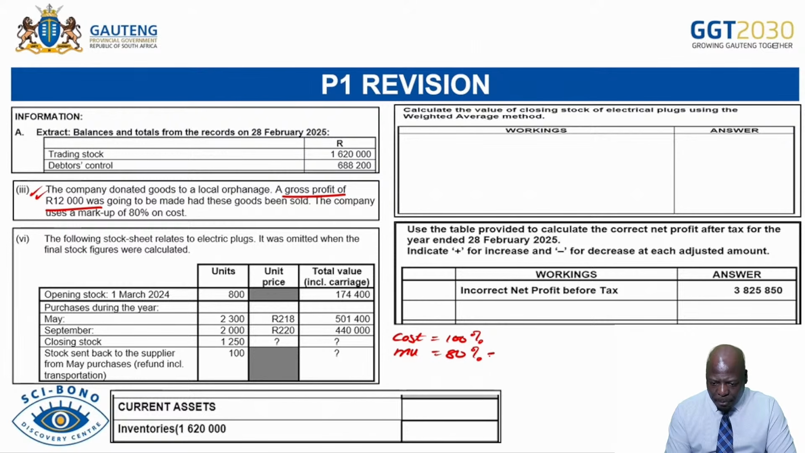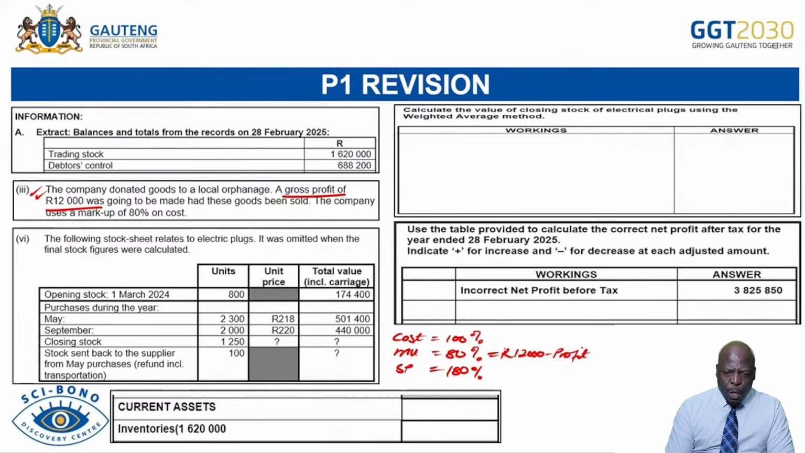Markup is profit. Markup is the gross profit, which in this case was going to be 12,000. The selling price would therefore be 180%.